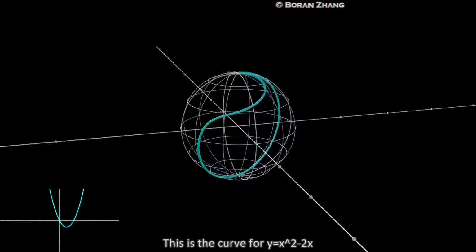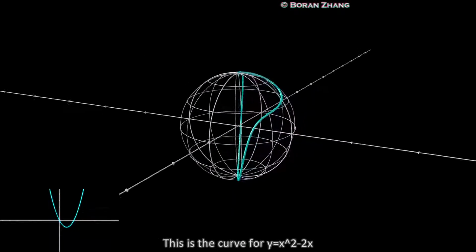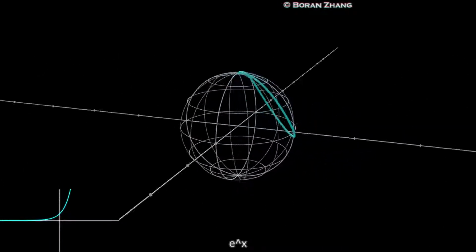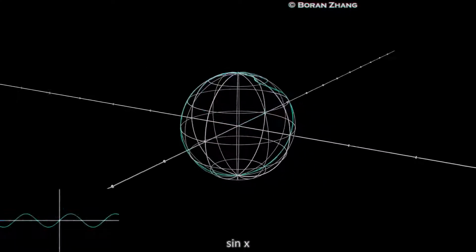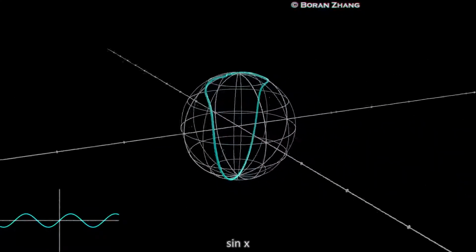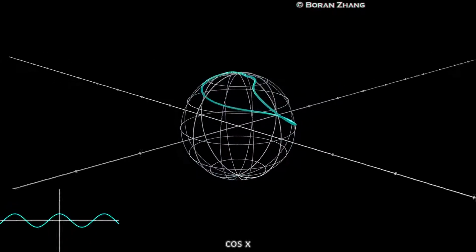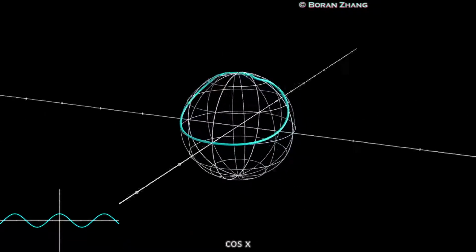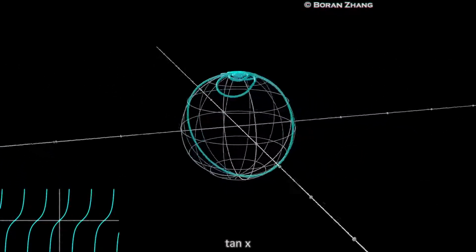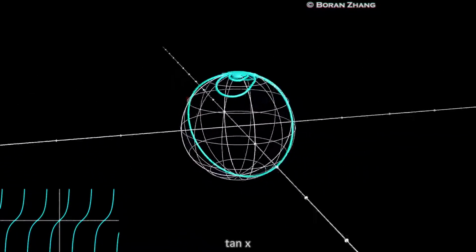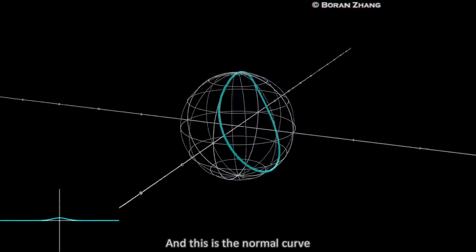This is the curve for y equals x squared minus 2x. e to the x. Sine of x. Cosine of x. Tangent of x. And this is the normal curve.